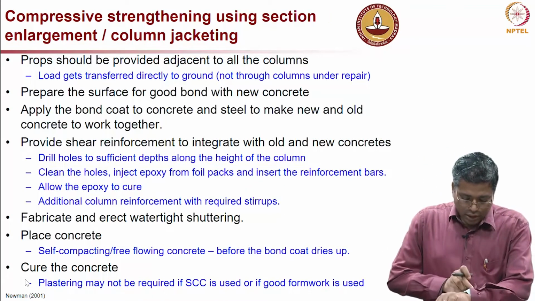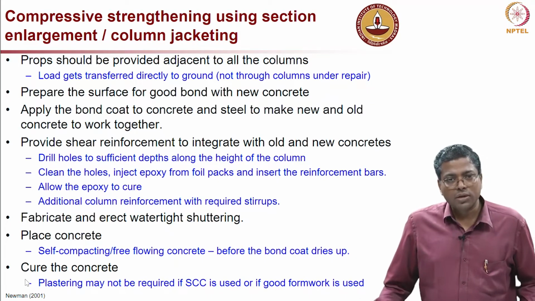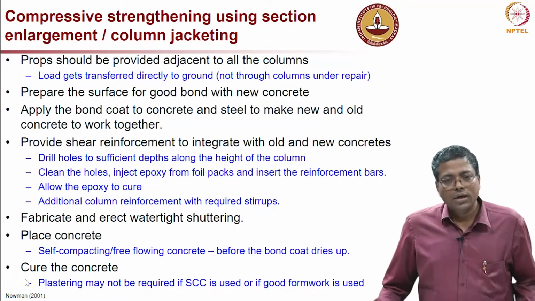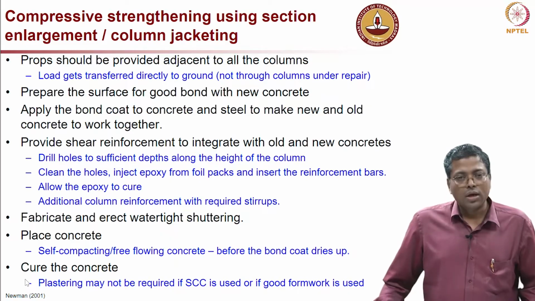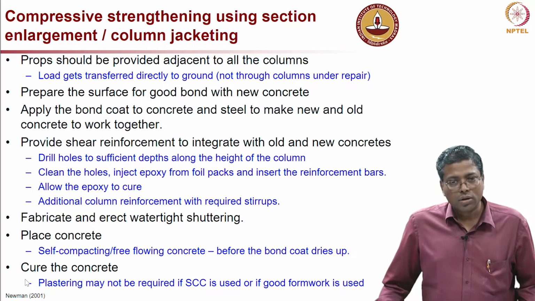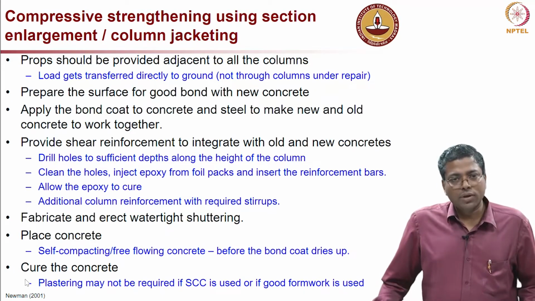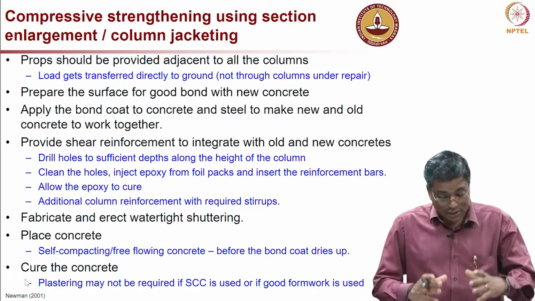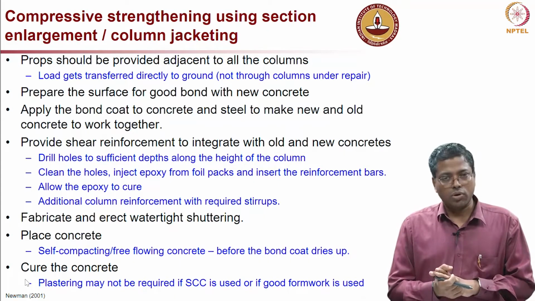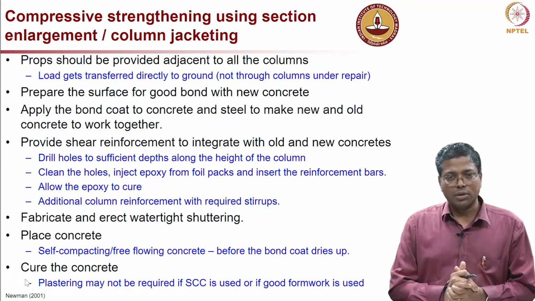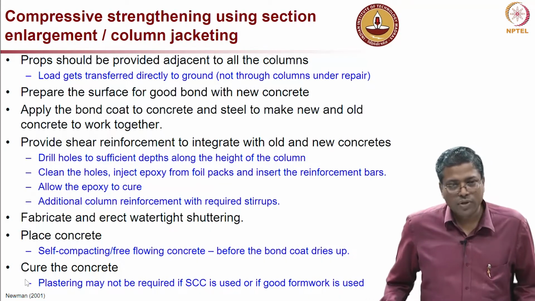Now, we will look at compressive strengthening using section enlargement, or column jacketing. What are the key features, or the concerns we should worry about or focus on while doing this, and how do we do things also? First, whenever you talk about column jacketing or section enlargement, the additional material which you are going to put around the existing member is supposed to take the load along with the material of the existing member.